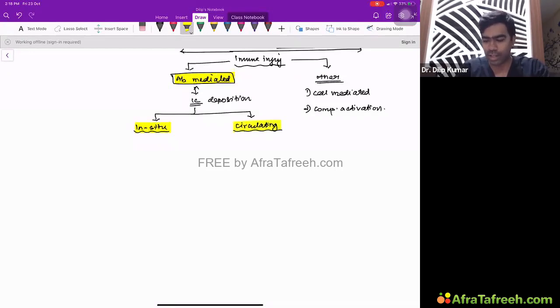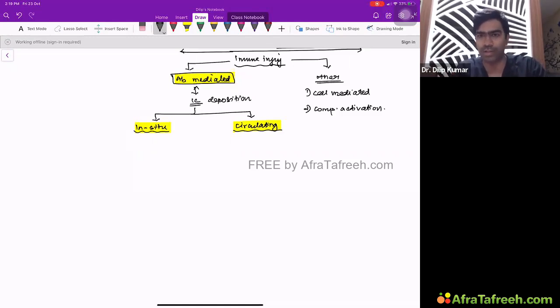Circulating means there are some circulating immune complexes that get filtered by the glomeruli, and they get deposited in the glomeruli, thereby eliciting an inflammatory reaction. In situ means the antigen-antibody reaction happens within the glomerulus itself and subsequently forms immune complexes. Circulating means the antigen-antibody reaction is happening elsewhere and is carried by the blood into the glomerulus, where it gets filtered and deposited. That is what we call circulating immune complex deposition.